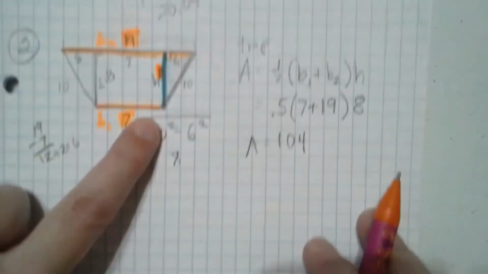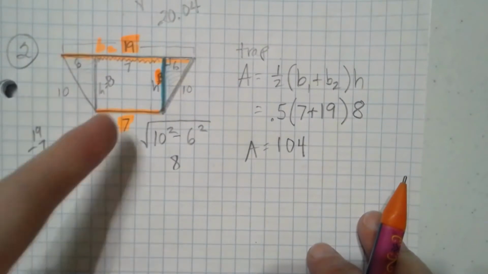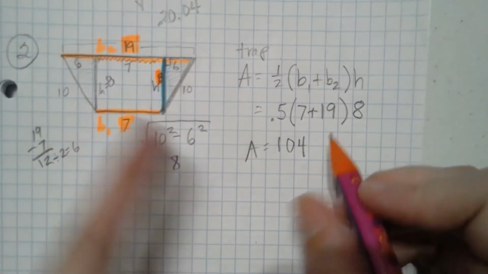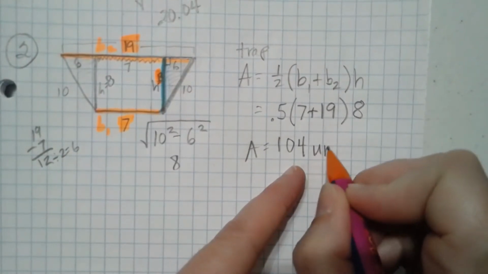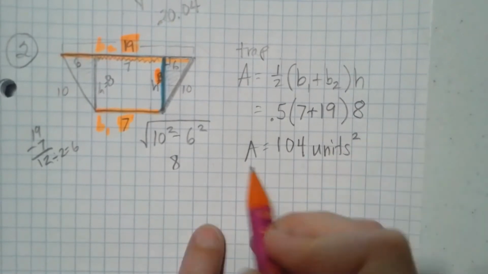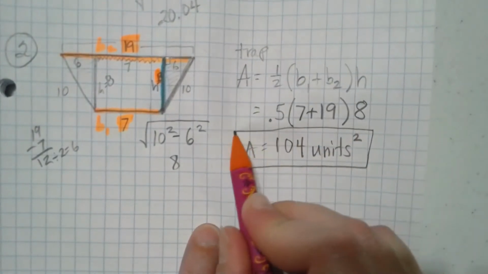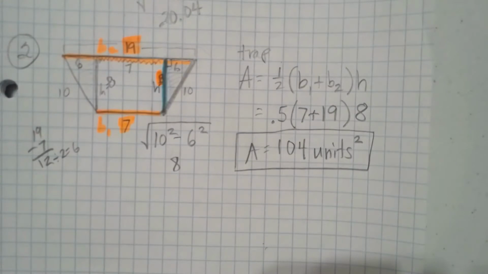So what kind of label do we have here on our numbers? There are not any, absolutely. So what do I write? Units squared, or U squared for units. Awesome.